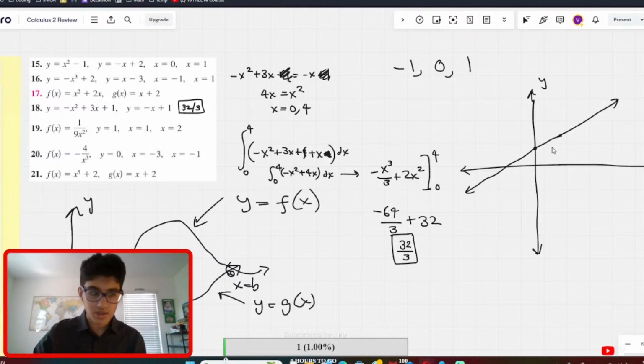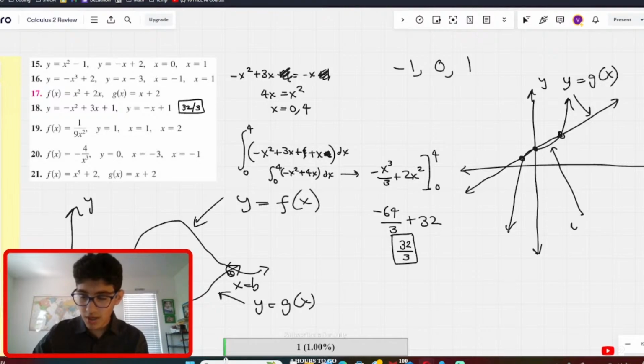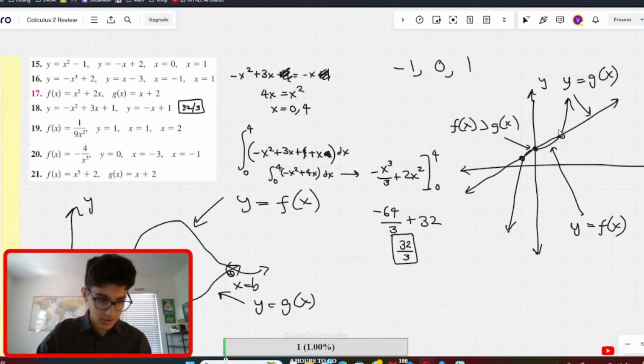The other function, on the other hand, so this is g of x, right? This is y equals g of x. And I'll mark these points here so you can see these are the intersection points. With f of x, it's going more like this. And then over here, it'll again go like this. So this function here is y equals f of x. You can see in this interval, it is hard to see, but over here, f of x is greater than g of x. And it's the other way over here.